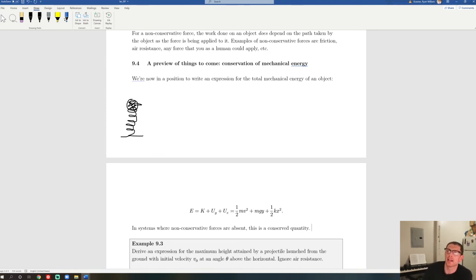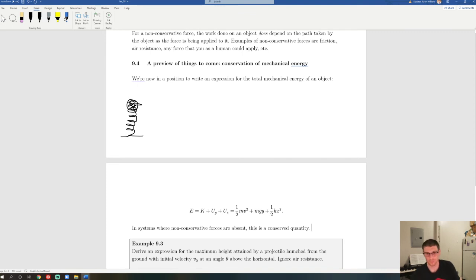if you look at it at some time, say t equals 0, this expression will be some number. And then if you look at it later on, you might have a different velocity, a different height, a different compression or extension of the spring, but it will still evaluate to be the same number in the absence of non-conservative forces.